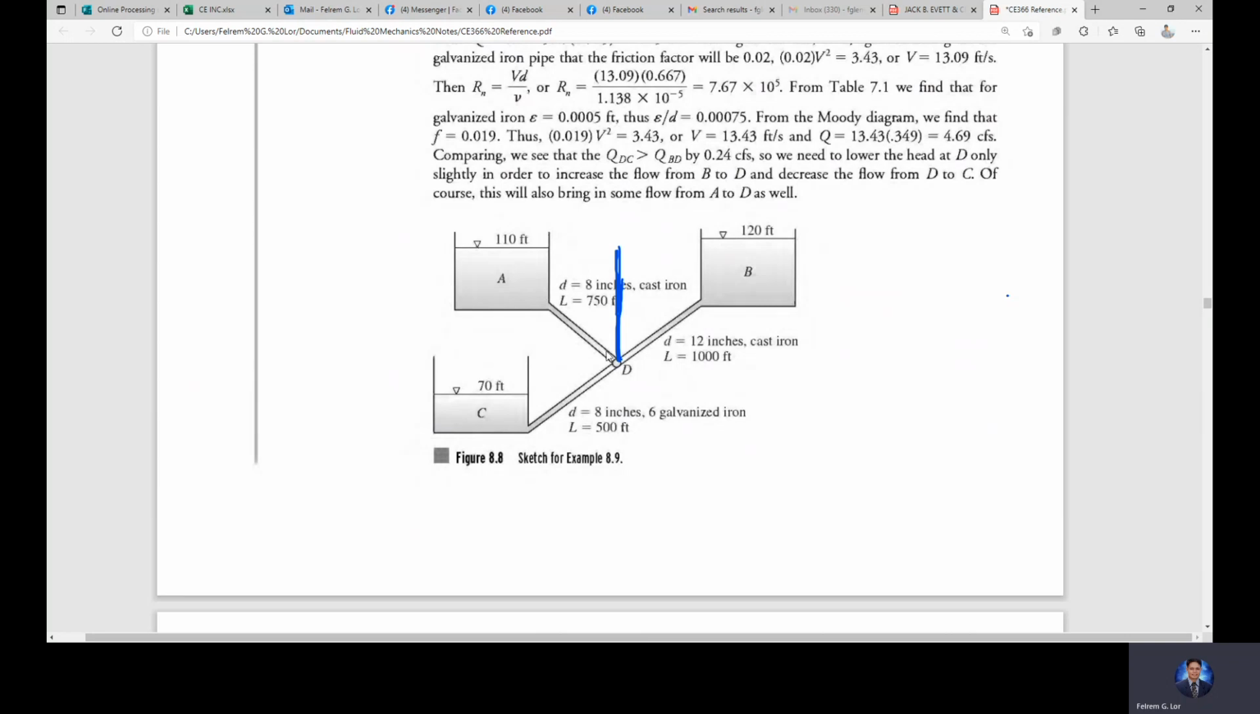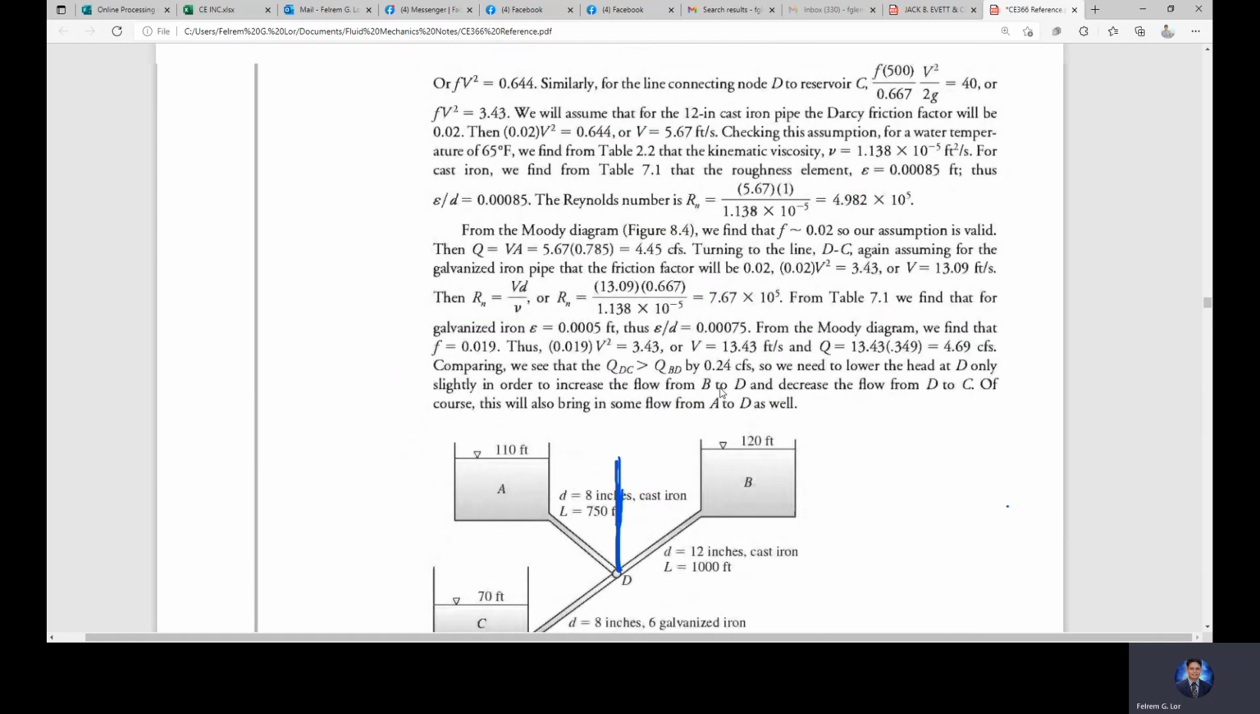So what will happen is there is no head loss in A, since the elevation of water at point D, or the equivalent pressure head, is equal to 110 feet. So the head loss from B to D is 120 minus 110, that's 10 feet. Then the head loss from D to C is 110 minus 70, that's 40 feet.